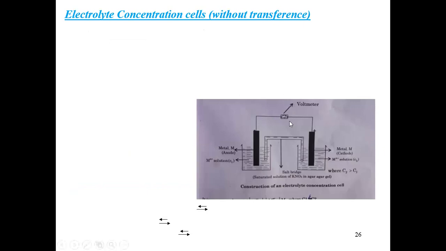Without transference means they are connected via a salt bridge. So here one metal electrode is there with M ion concentration. Let's say it is a zinc rod dipped in zinc sulfate solution with a concentration of C1. Here the concentration is C2, but it is the same metal, zinc electrode, right? Here you have potassium nitrate or potassium chloride in the salt bridge with agar agar.